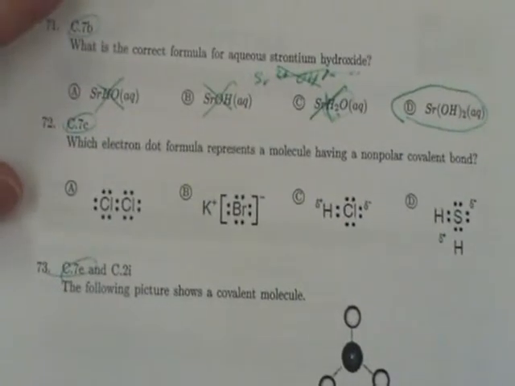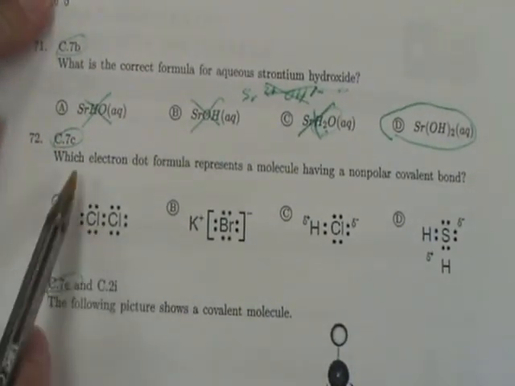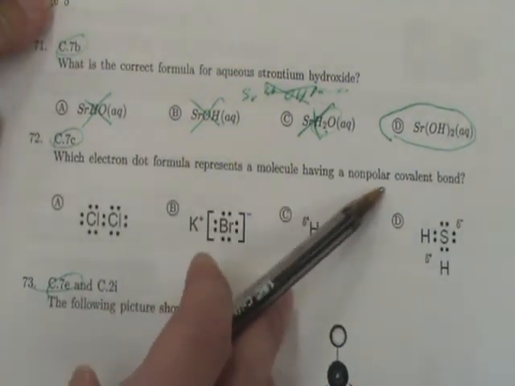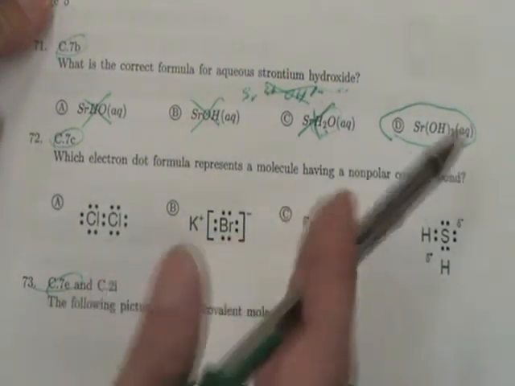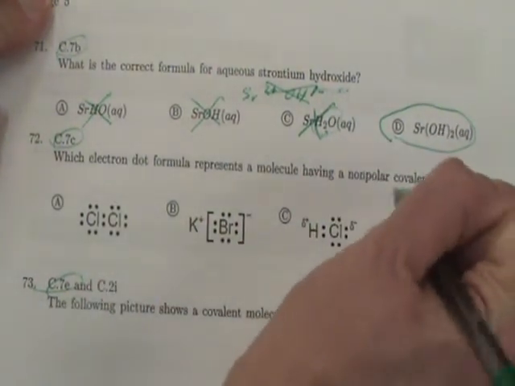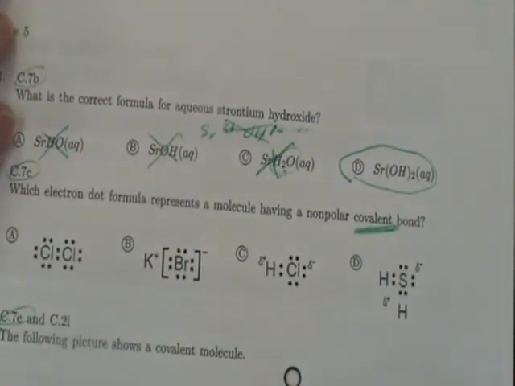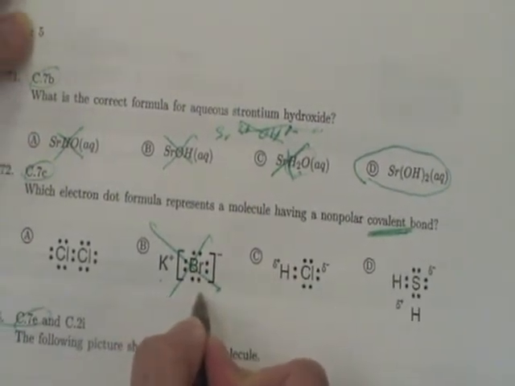And 72, I believe. Yes. All right, so number 72. Which electron dot formula represents a molecule having a non-polar covalent bond? Non-polar and covalent. The key here is that it's covalent, right? So automatically we can cross out which ones? We can cross out B because you have a metal and a non-metal, okay?